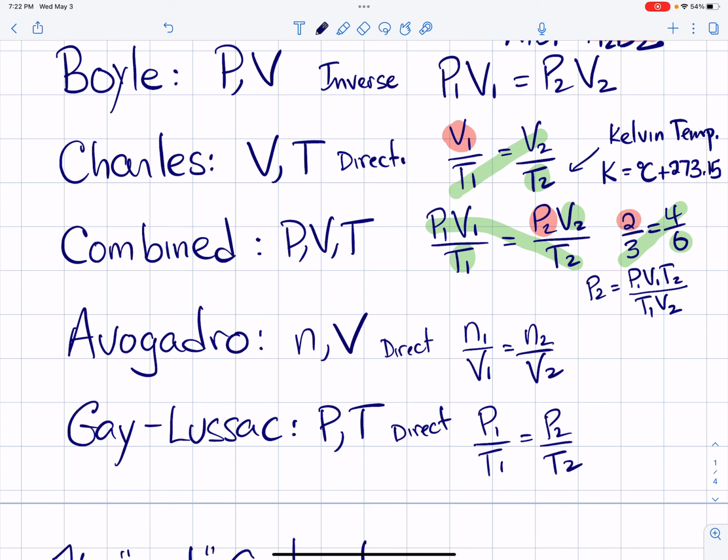But temperature has no choice. We always use Kelvin temperatures because we don't want to use negative temperatures in these equations. So those are the gas laws where variables are changing.